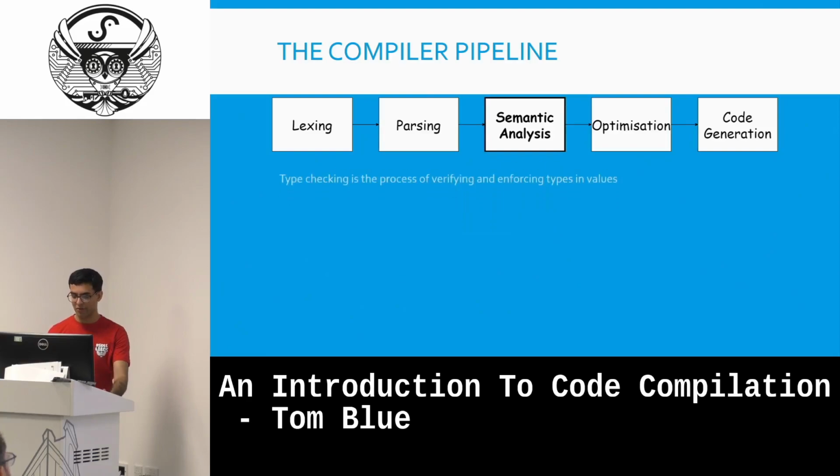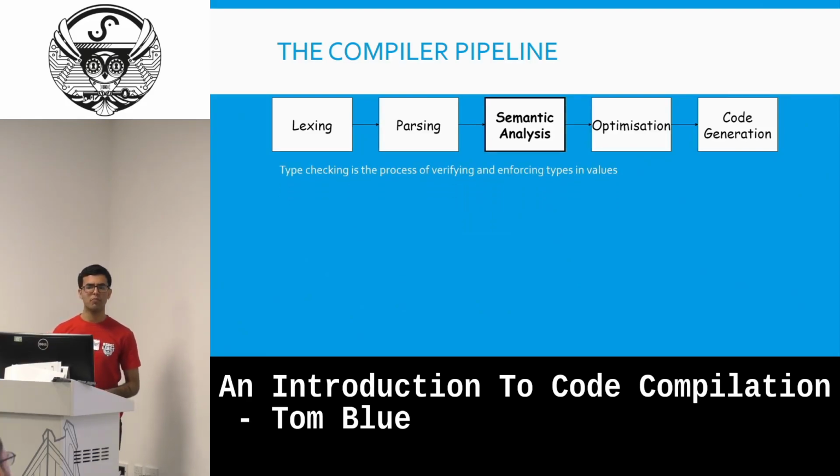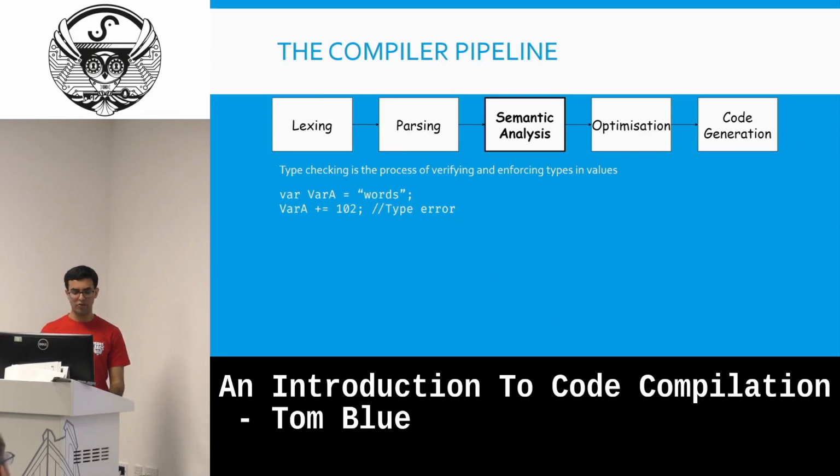Type checking is the process of verifying and enforcing types, which is more relevant to dynamically typed languages like Python and JavaScript. So if we take this example code, var a equals words, and we try to add 102 to it, this would result in a type error. That's picked up through type checking because var a is assigned the type string, and you can't implicitly add an integer to a string, hence the type error.